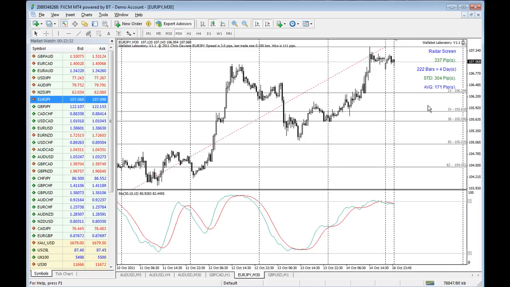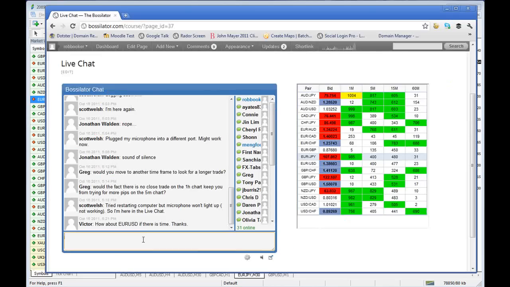For information about the trifecta trade, remember you can check out the course materials on the Bossilator website under trifecta trade, under the trend trading methodology for the Bossilator.